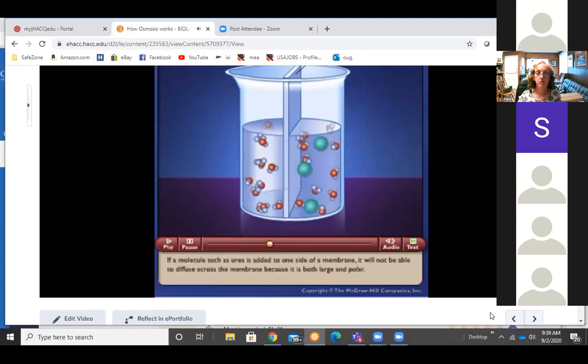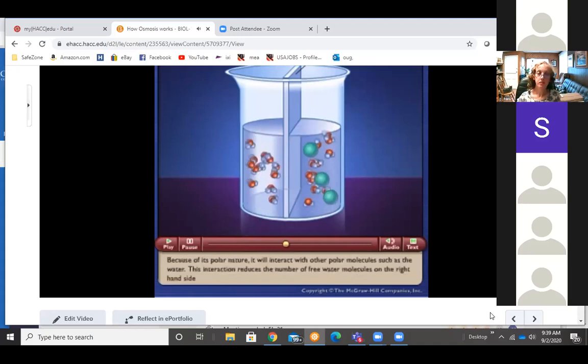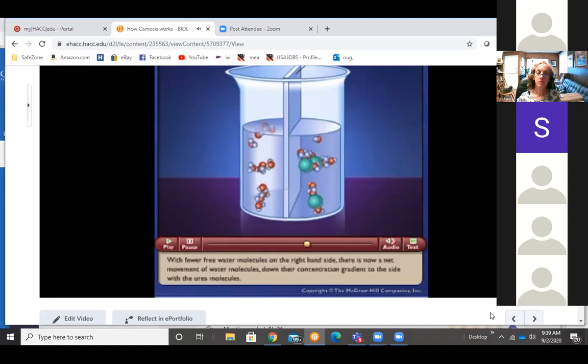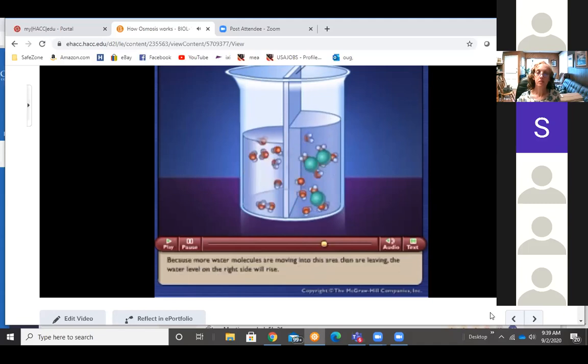If a molecule, such as urea, is added to one side of a membrane, it will not be able to diffuse across the membrane because it is both large and polar. Because of its polar nature, it will interact with other polar molecules, such as the water. This interaction reduces the number of free water molecules on the right-hand side. With fewer free water molecules on the right-hand side, there is now a net movement of water molecules down their concentration gradient to the side with the urea molecules. Because more water molecules are moving into this area than are leaving, the water level on the right side will rise.